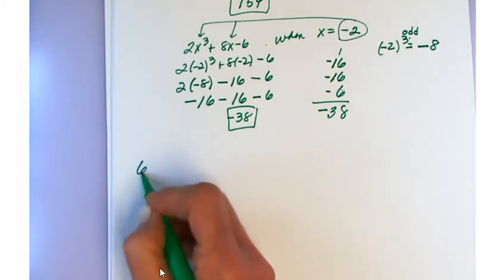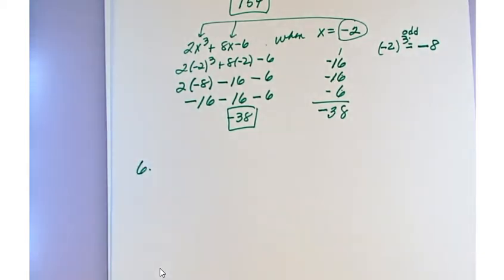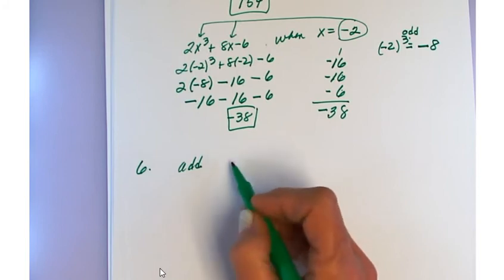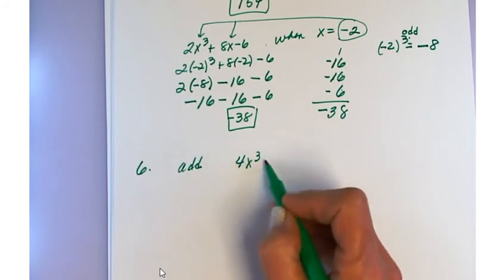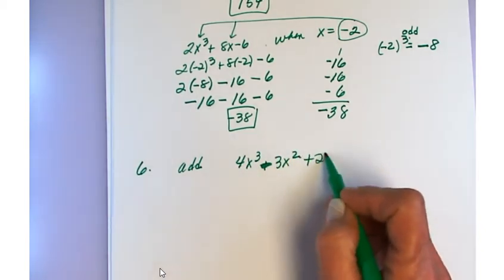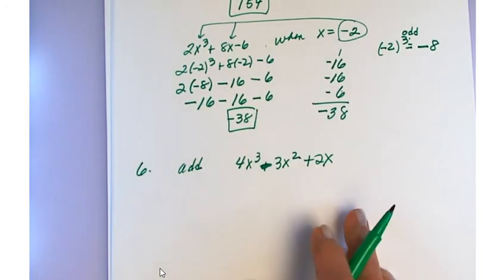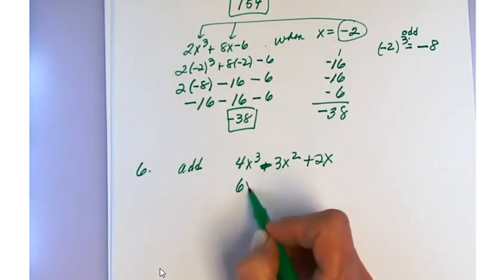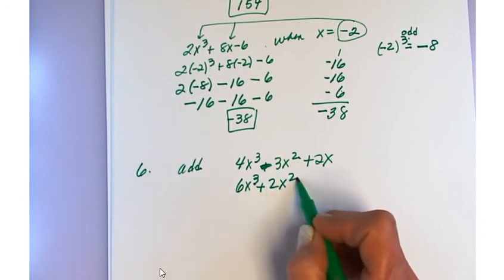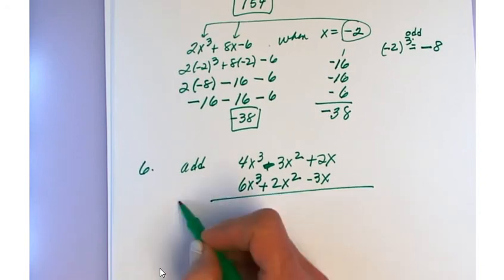On number 6, the question says to add these. It says add, and it has it horizontally. This is what I do. I'm totally a person who wants to line everything up. I do vertical. So I would put the 6x cubed under the x cubed, the 2x squared, and the 3x. And it said add, told us what to do.